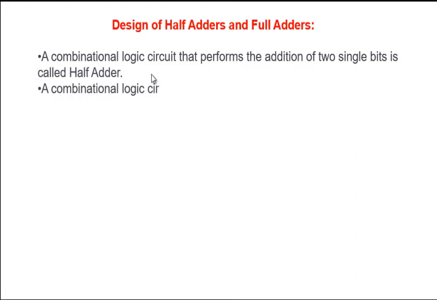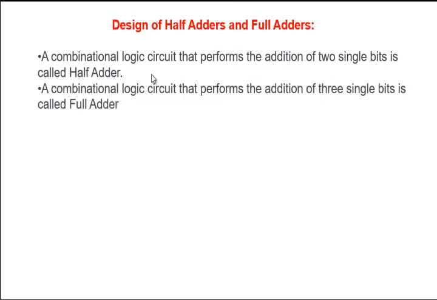Now, a combinational logic circuit that performs the addition of three single bits is called a full adder. Here, two single bits is a half adder, and three single bits is a full adder. So these are the main differences between the half adder and the full adder.